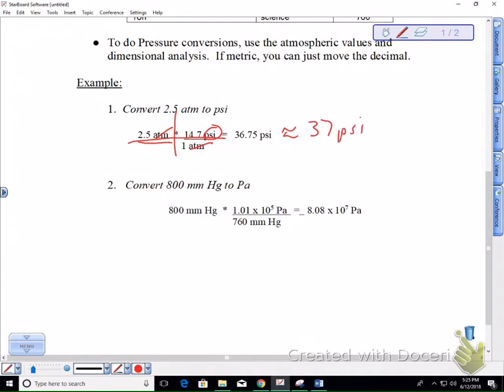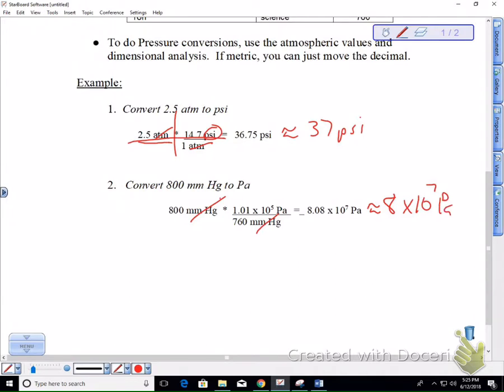In example 2, we're going to convert 800 millimeters of mercury to pascals. Look how I set it up. Millimeters of mercury cancels. We use the atmospheric millimeters of mercury. And then we're going to pascals, so I put in the atmospheric value for pascals, and we get 8.08 times 10 to the 7th. And yes, once again, sig fig police, 8 times 10 to the 7th pascals.